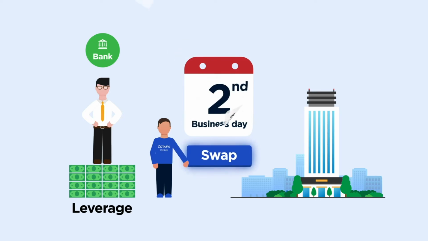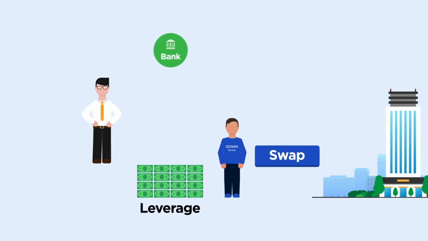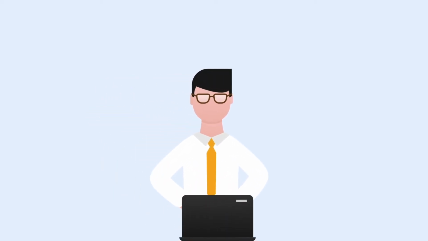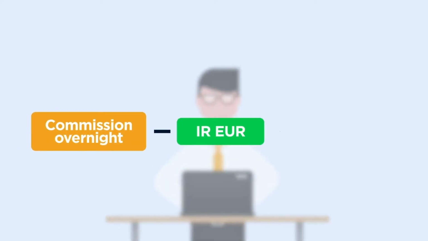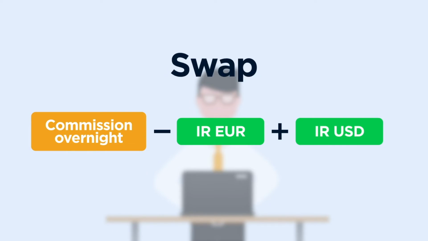But why does this mean the trader is obliged to pay? When a swap is charged, the broker collects a commission for holding an order open overnight. Its amount depends on the difference between the interest rate of the currency pairs you trade. If you bought a currency with a lower interest rate, negative swap will be charged. If you bought a currency with a higher interest rate, you'll receive positive swap.